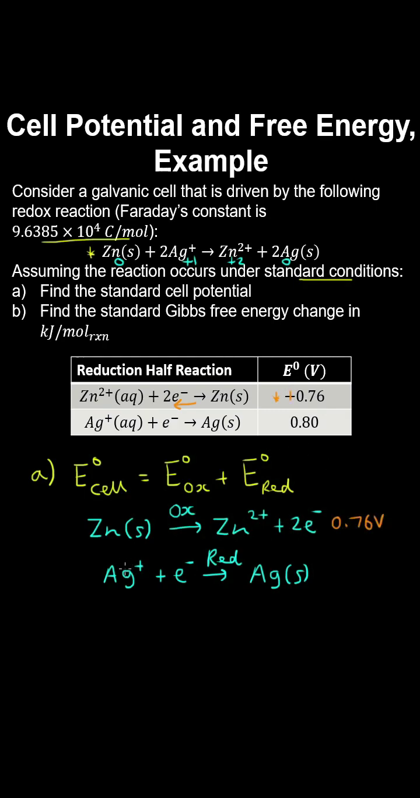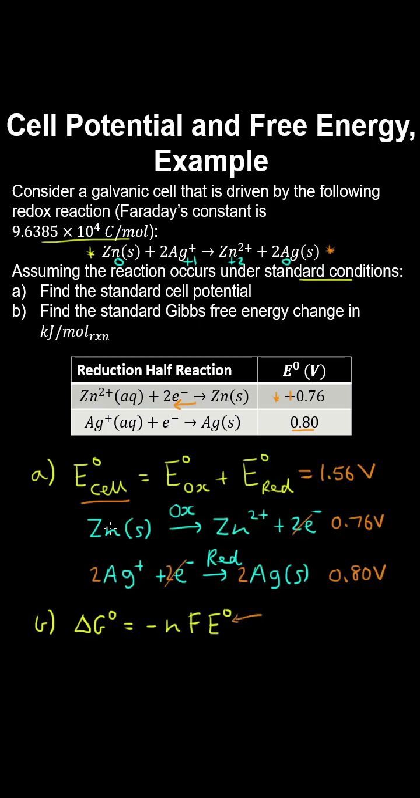And for the reduction half reaction, we'd multiply it by 2, so the electrons cancel, but we don't multiply the potential by 2 because it's an intensive property. So therefore, if we sum these together, and the standard Gibbs free energy change is calculated as follows, where we just calculated the standard potential of the cell.